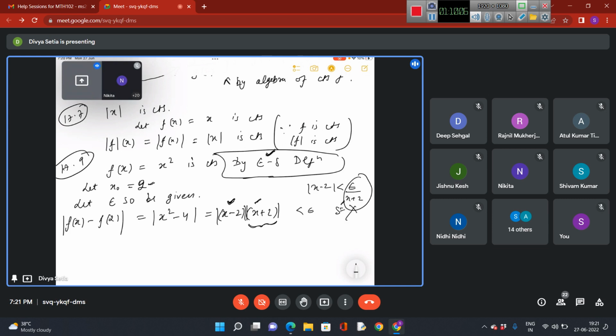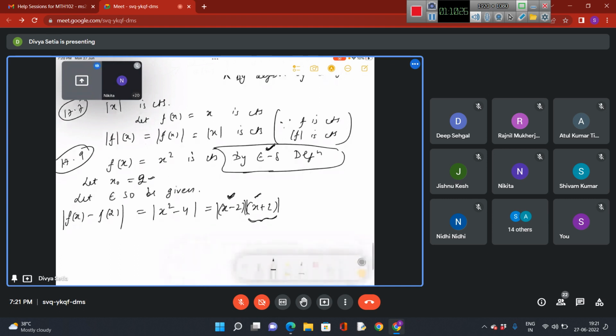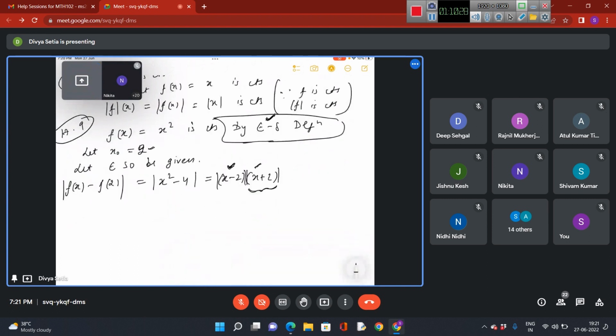I am warning you many times. Don't choose your delta which involves x. Always choose your delta which is a real number, not a variable. It's a variable quantity. So I cannot make it less than epsilon right now. I have to do some manipulation. Now what?